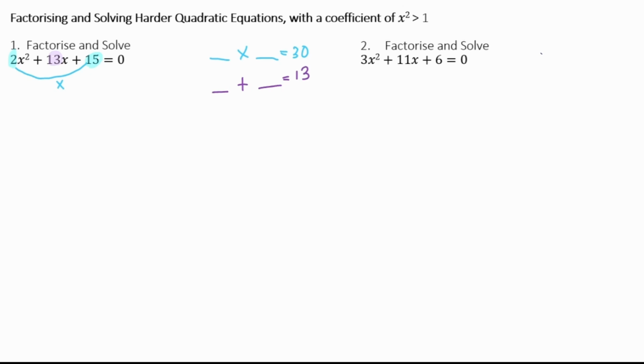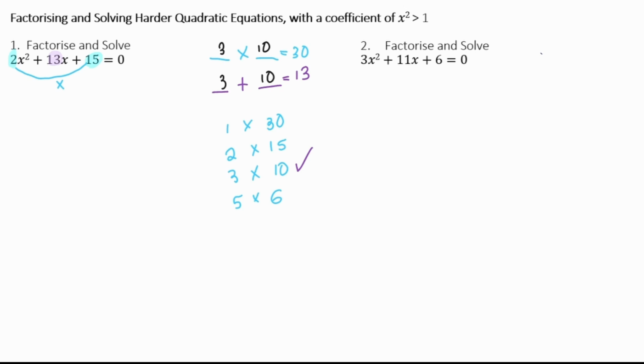So we are now going to look at the factors of 30. We've got 1 and 30, we've got 2 and 15, we've got 3 and 10, and we've got 5 and 6. The numbers that also add up to give us 13 are 3 and 10. So we are going to use 3 times 10 to give us 30 and 3 plus 10 to give us 13.